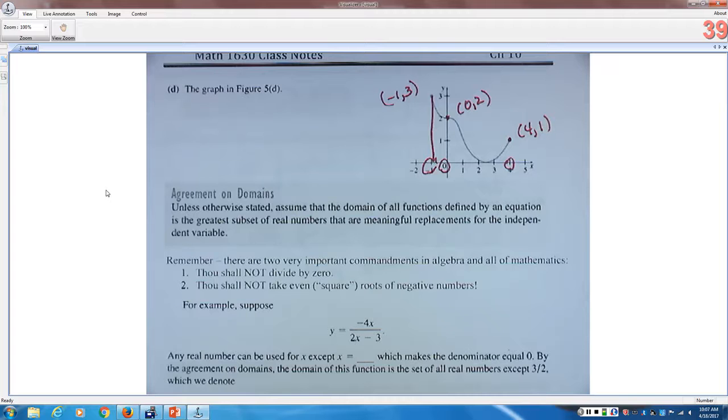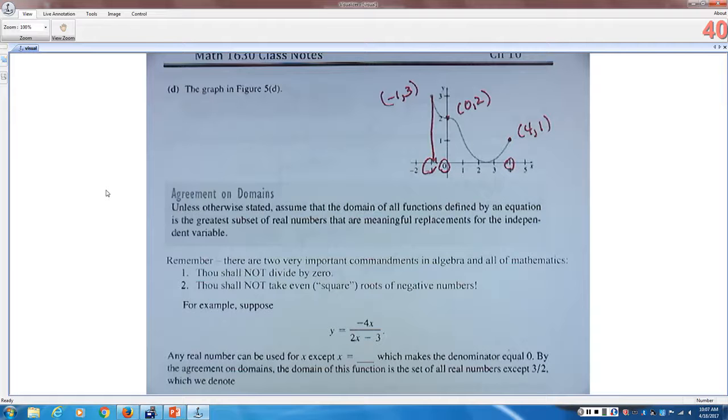Now, we're going to have to make an agreement on what this thing called domain is. And the math example that's given here is, unless otherwise stated, assume the domain of all functions defined by an equation is the largest subset of real numbers that are meaningful replacements for the independent variable. That's nice. What does that mean?